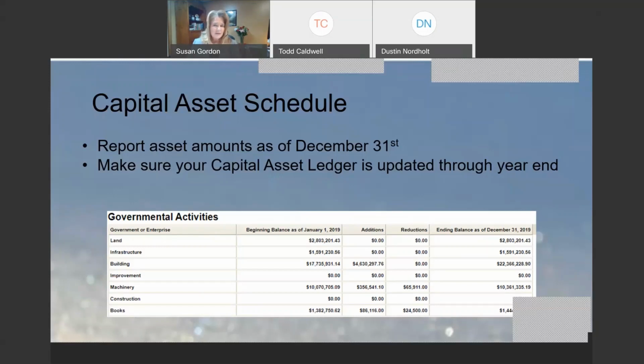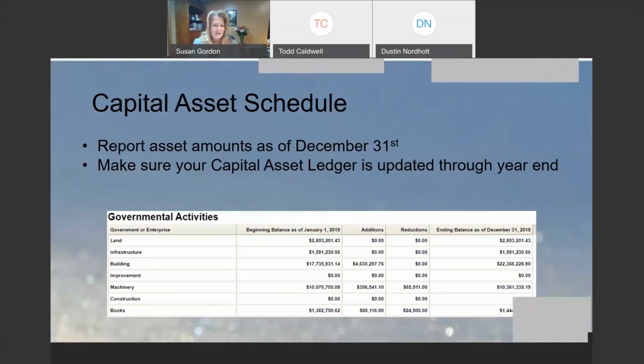If you instead didn't buy a snowplow, but you bought a snow blower for $1,500 and your capitalization threshold is $5,000, then you would not put it on this schedule because it's below that $5,000 amount. You'll keep track of it separately in another way as your council has determined, but not on this schedule, because it's under that $5,000 threshold.